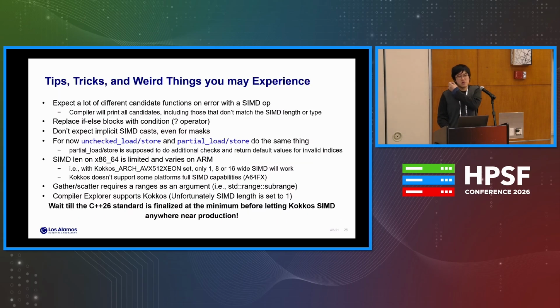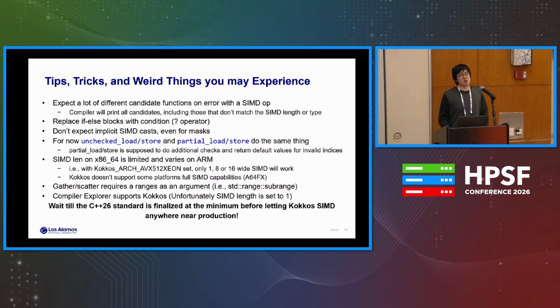Here's just a general list of weird things I encounter. If you write your SIMD operation wrong, there's a high chance it's going to spit out basically candidates for everything, even ones that don't make sense. So even if the argument is a float SIMD, I saw messages about integer candidates. I don't know why exactly.